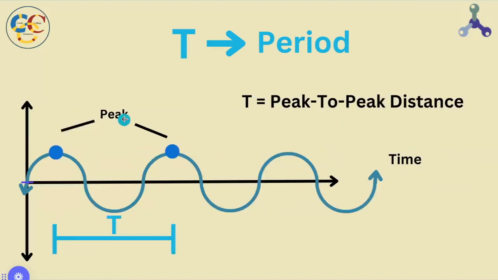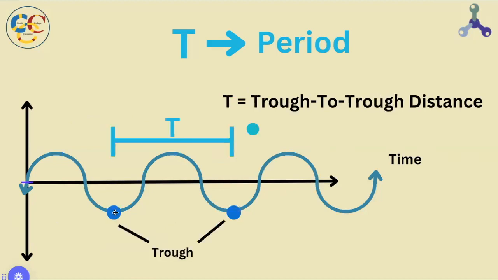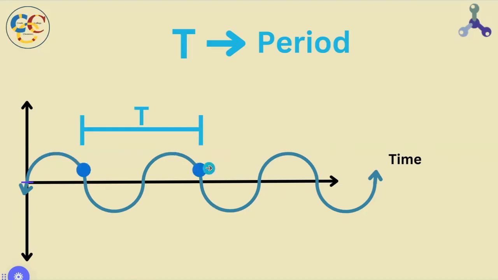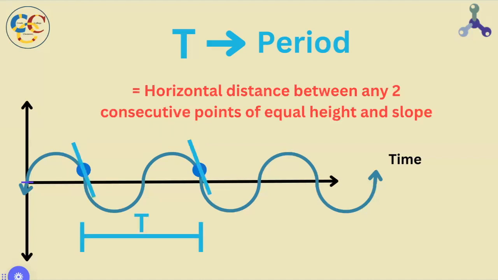So graphically speaking, period is the horizontal distance peak to peak. It could also be the trough to trough horizontal distance. This is also a period. So with all this variety in what a period could be, let's come up with a more general definition. We can define period more rigorously on the single point time graph as the horizontal distance between any two consecutive points of equal height and equal slope.